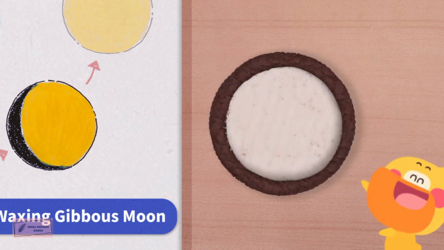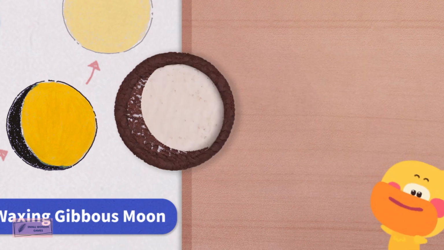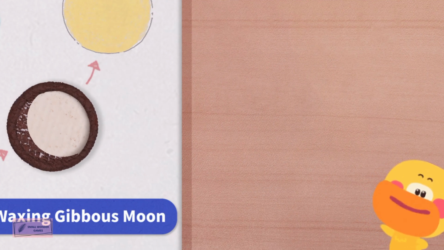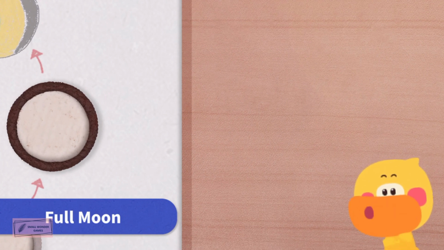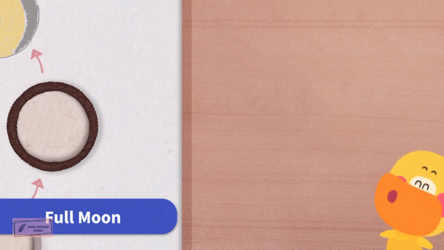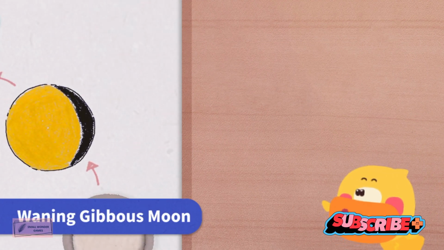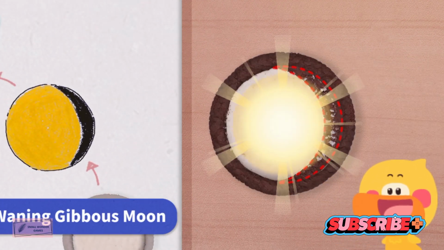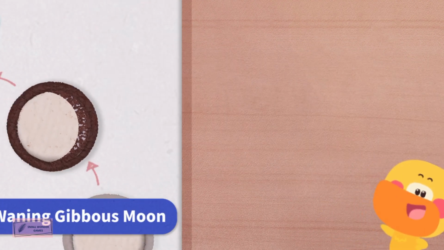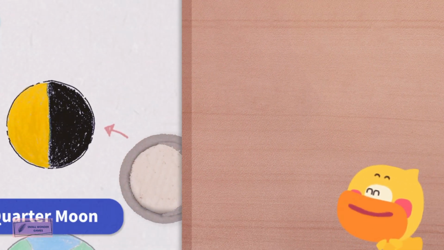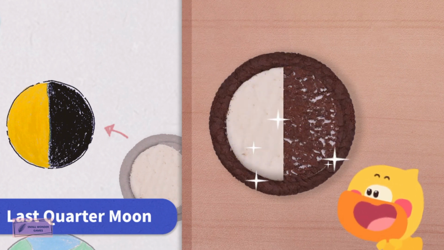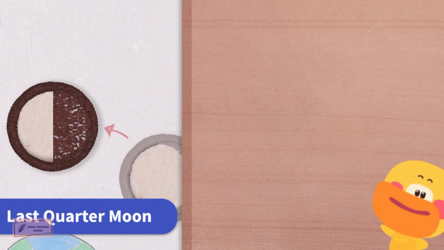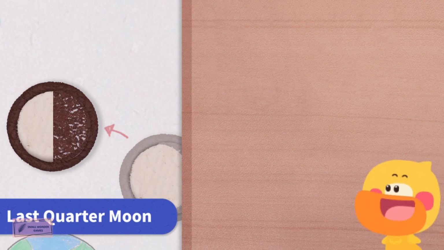Waxing gibbous moon. The bulging moon looks like a lemon. Full moon. The full moon is round, and the round sandwich cookie is just right. Waning gibbous moon. Waning gibbous moon cookie. Last quarter moon. The semicircular last quarter moon looks like a hat.